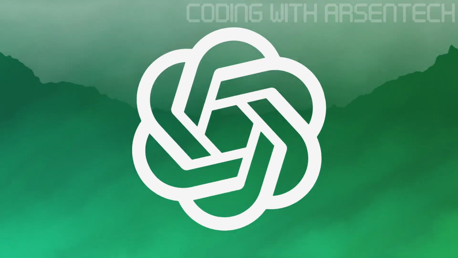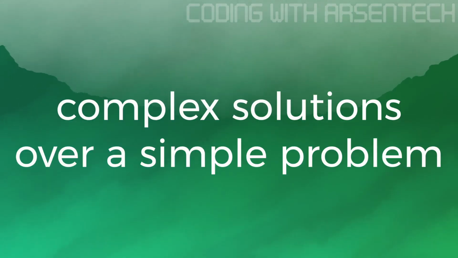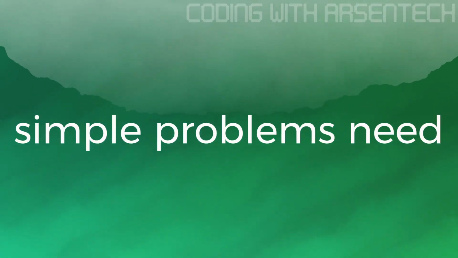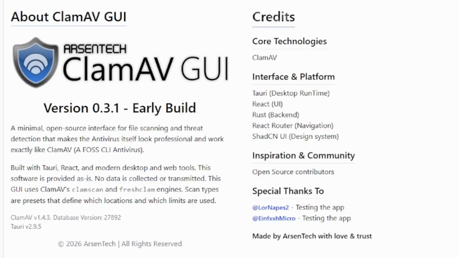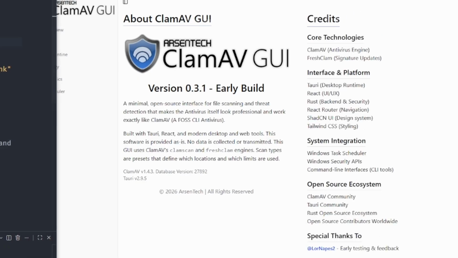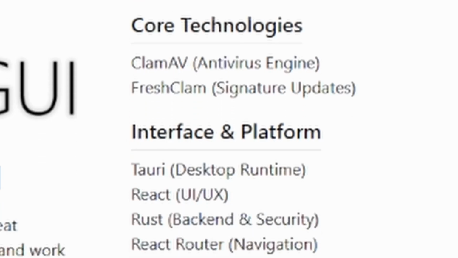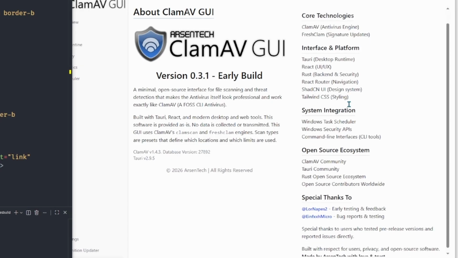And yeah, ChatGPT is sometimes giving complex solutions over a simple problem. Yes, simple problems need simple solutions, not complex bullshit. This is what the final credit section looks like. Now the credits is more and more detailed. And yeah, I like detailed credit section. Later. That fits very well.